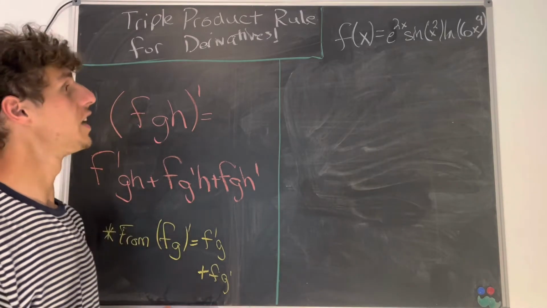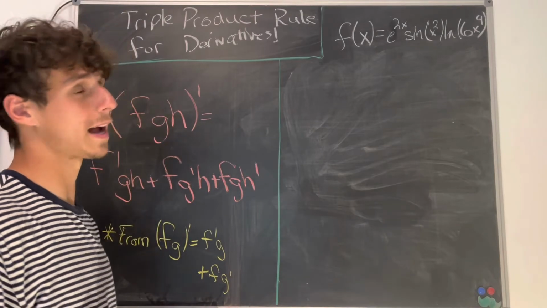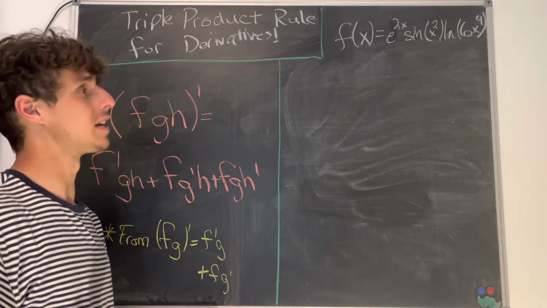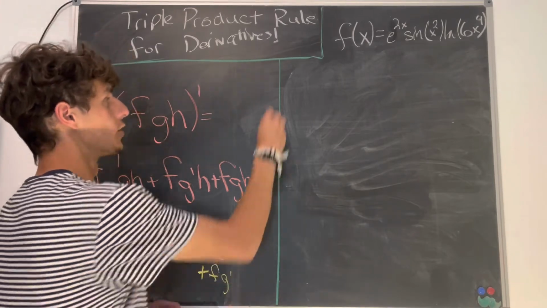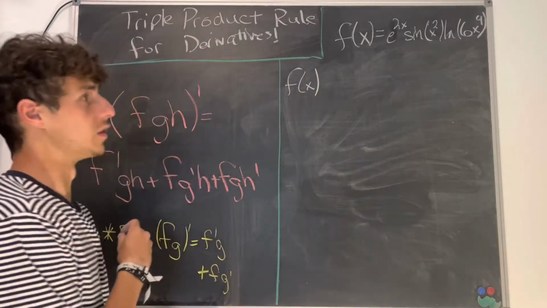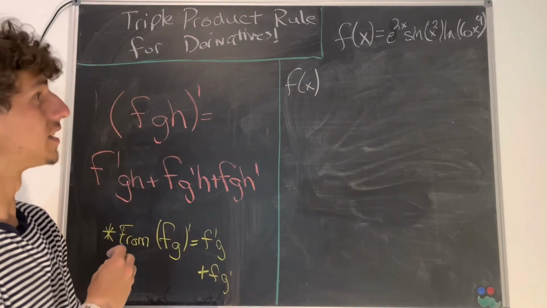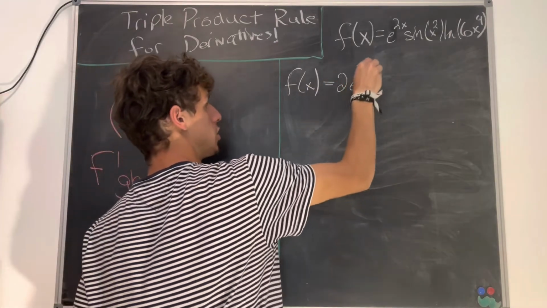So I want to finish this video off by finding this complicated derivative of the function e to the 2x times sine of x squared times the natural log of 6 times x to the 4th. So let's go ahead and use our triple product rule here. First, what we want to do is take the derivative of e to the 2x, but that's going to be 2 times e to the 2x.